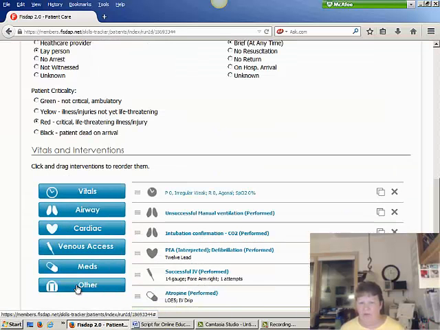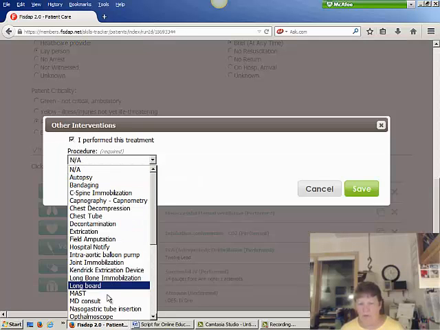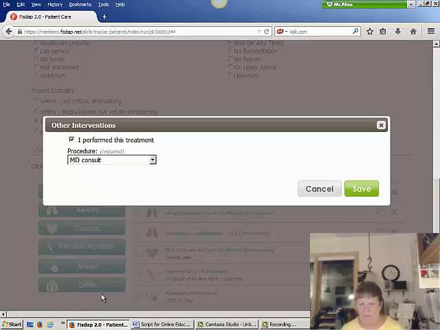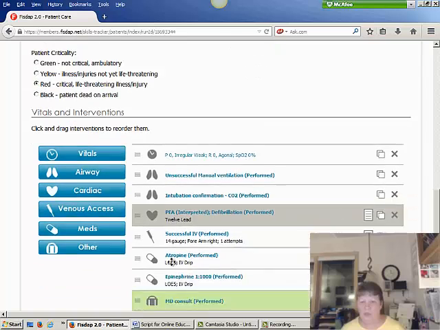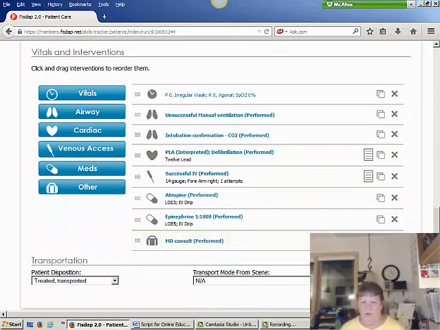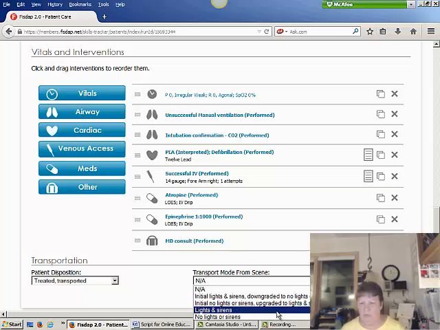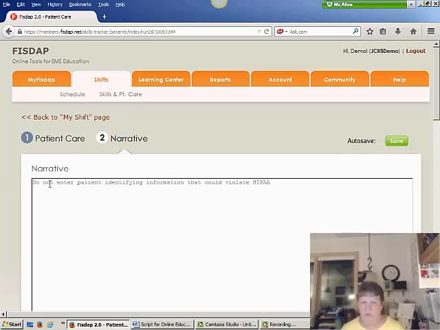Alright, so we got the meds on board, we got all that done, and we're going to do something else here. We're going to actually do a consult with the MD, because with a patient like this, so often we need advice. So we're going to treat and transport. Now, he's a serious patient, so we're going to get him on out, and we're going to do what we call pack and go. Now, we're going to put in our narrative.